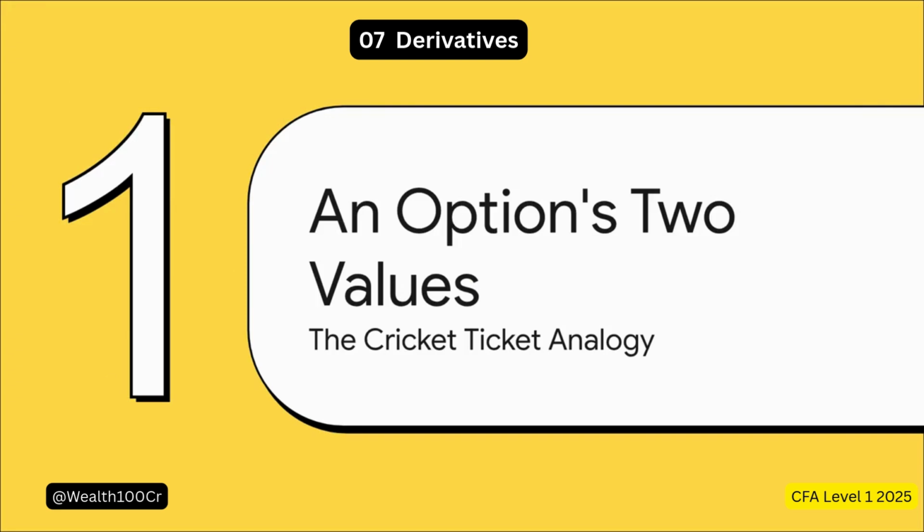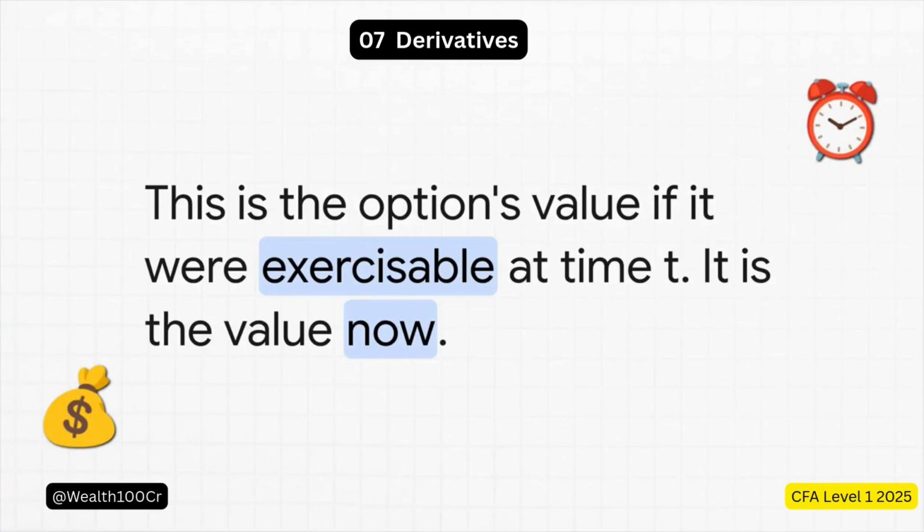To understand this properly, let's use an example that I think we all love: cricket. Imagine you buy a ticket for the big India versus Australia final, but the match is 3 months away. The price you pay for that ticket today has two parts, just like our option. The first part, the exercise value, is just like the price that is printed on the ticket, its face value. It is the official basic worth if you had to use it today. Simple. It is the value now.